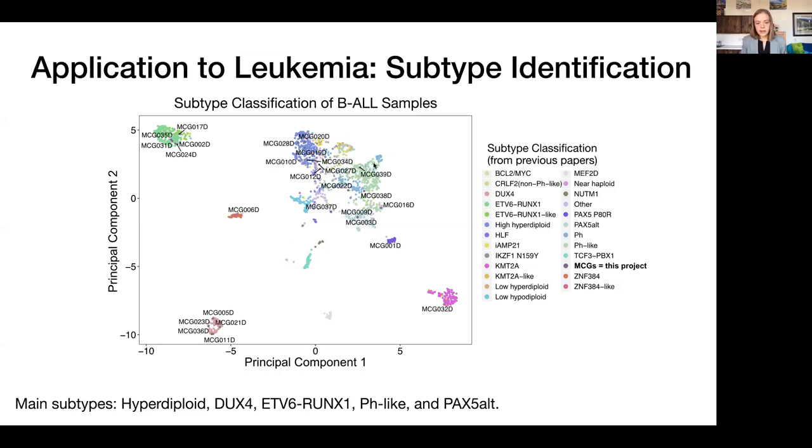So here you can see how the MCG samples, which are the samples that I worked with, grouped into the different subtypes, and the subtypes are grouped based on the color. And the main subtypes that were represented in the data were hyperdiploid, DUX4, ETV6-RUNX1, Philadelphia-like, and PAX5 alt. And these are just 5 different subtypes that are pretty common. So these were the subtypes I used throughout the rest of the application to leukemia.